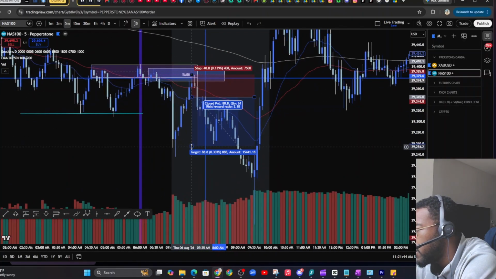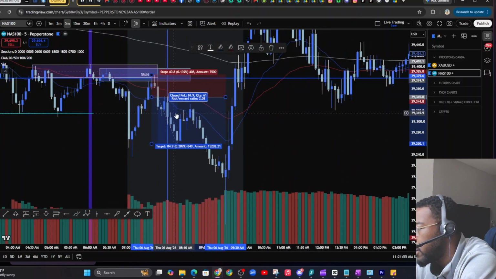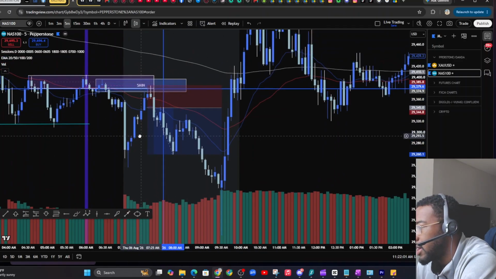So we took a 40 pip stop loss for an 88 pip take profit, man. And I'm telling you, actually, we hit it like right here. We hit it at 84, because price started pushing back up. And we were kind of satisfied, but then price kept selling. But we were already out of the trade at this point, right?